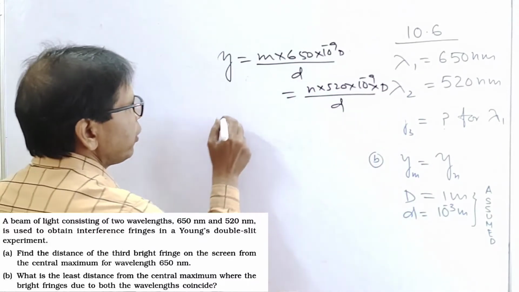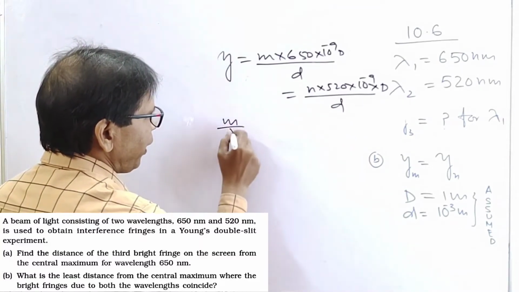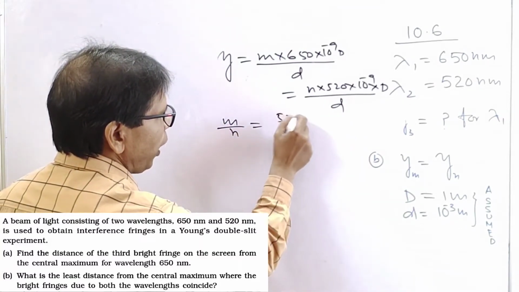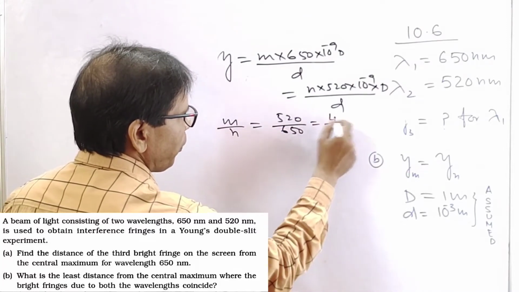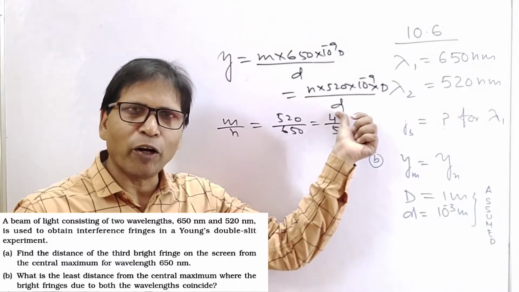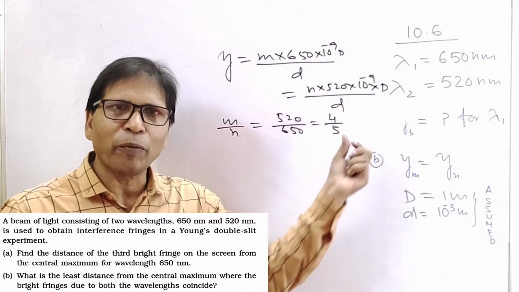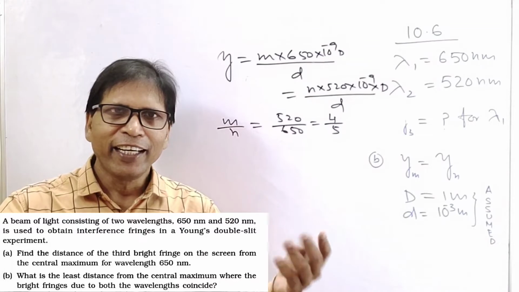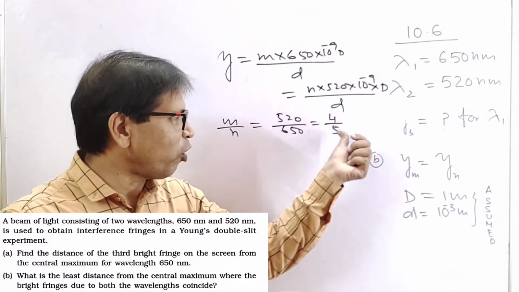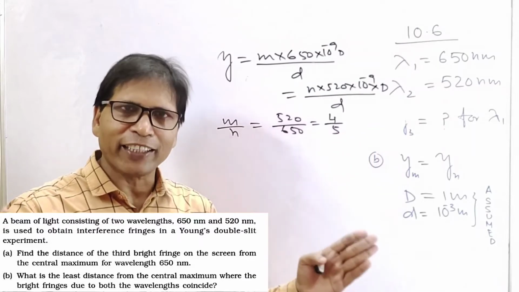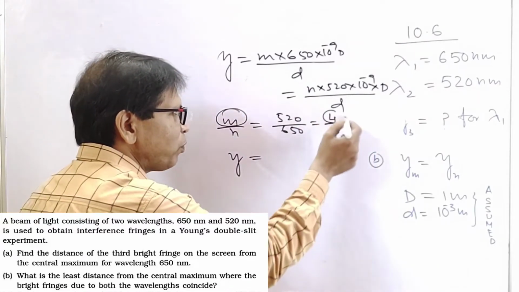So this equals this. So here m by n equals 520 by 650, so this is 4 by 5. Therefore the fourth order bright of the first coincides with the fifth order bright of the second. In the same way, the 8th order of the first and the 10th order of the second coincide. So for minimum distance, m is taken as 4.